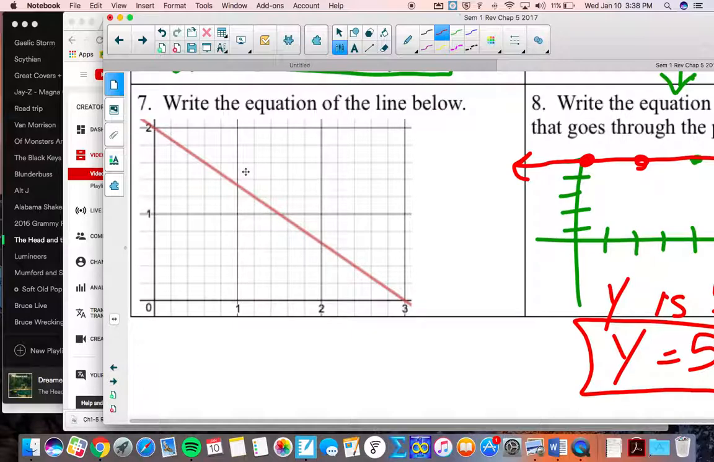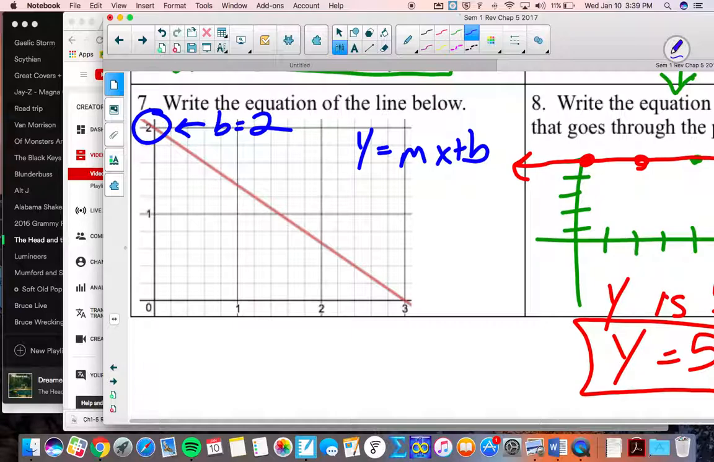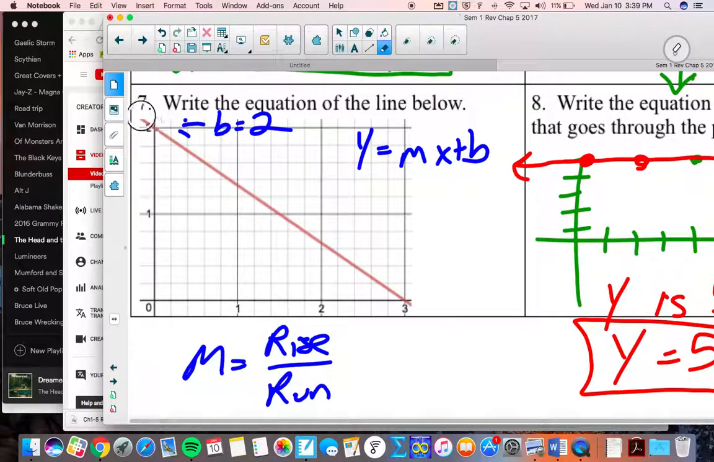Number 7, write the equation of the line below. Well, if we can identify the y-intercept and we can identify the slope, then we can quickly put it into slope-intercept form. The y-intercept is 2. So b equals 2. But we need to know the slope, which is also the rise divided by the run. M equals rise over run. So we're going to make our rise-run triangle. I know the location right there.